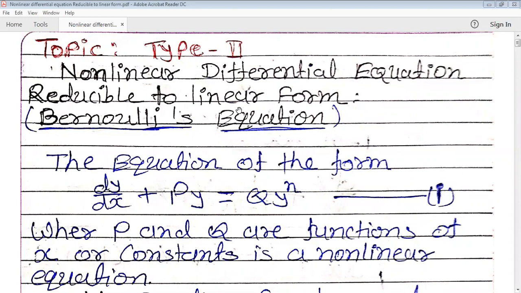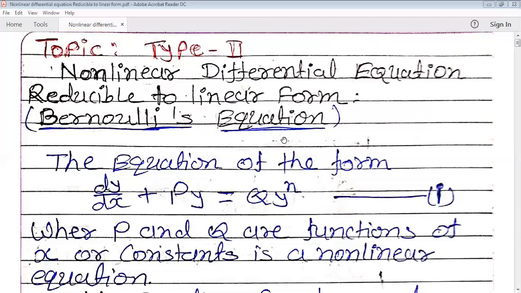Students, my last lecture was on the differential equation of linear form, and this topic is non-linear differential equation reducible to linear form. So if you did not attend my last lecture, then first go and learn from it, otherwise you can't understand this topic. This topic is also known as Bernoulli's equation.